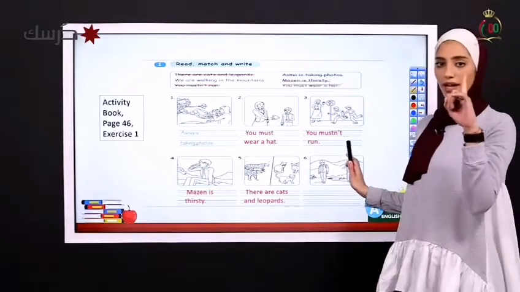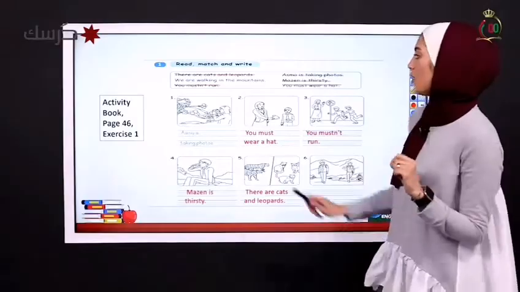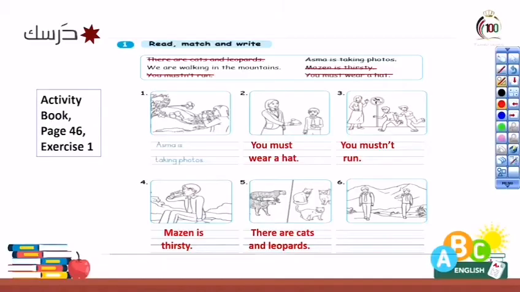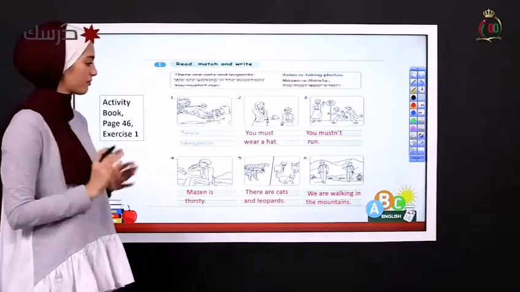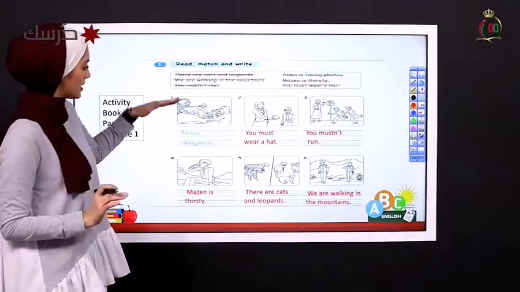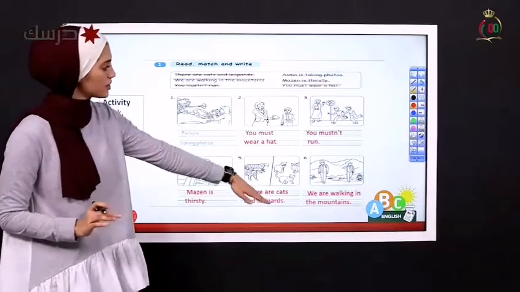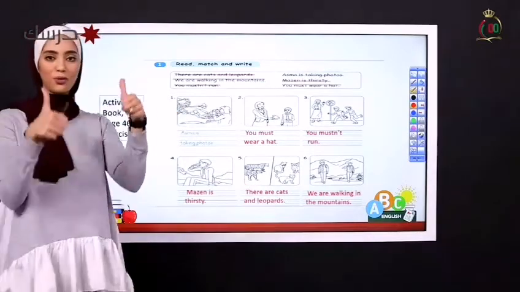And we have only one sentence. We are walking in the mountains, and yes, they are walking in the mountains. So you write, we are walking in the mountains, and you cross this sentence out. We matched the sentences with all of the pictures. We crossed them all out. We are done.